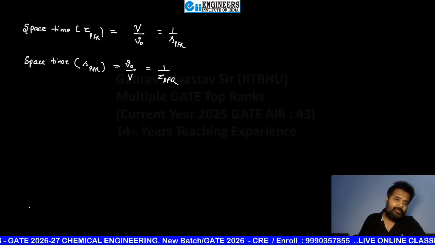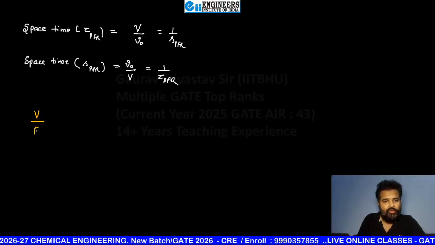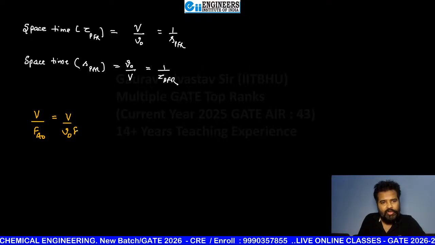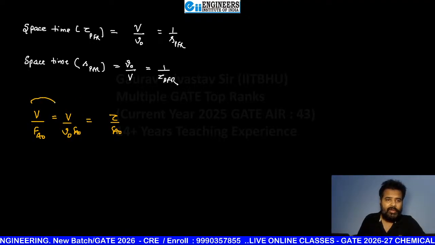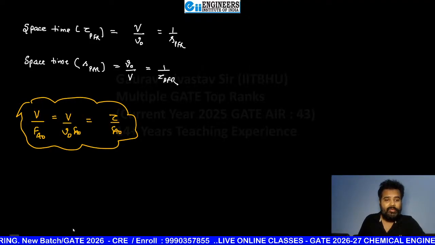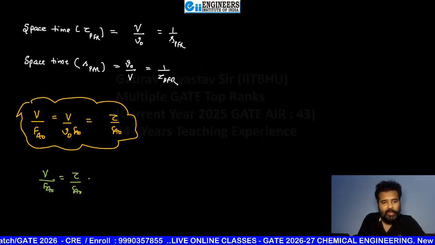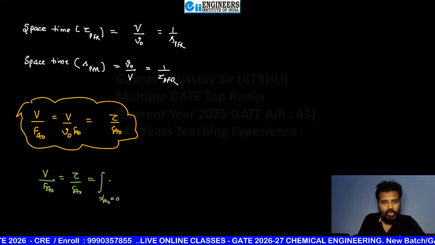So, the design equation that you had seen, V by FA naught, we can write as V by V naught C naught, that means we can also write tau by C naught here. So the final design equation that you can write here is V by FA naught equals tau by CA naught equals integral from XA naught equals 0 to XF.